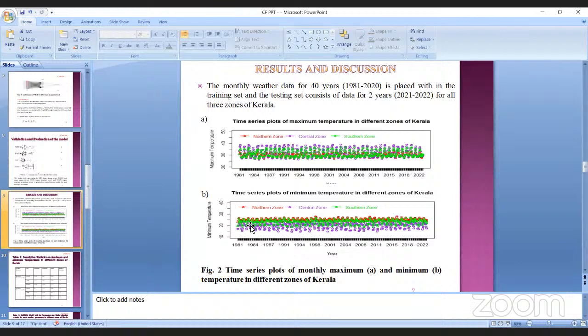And also this is the minimum temperature. In minimum temperature, the highest minimum temperature is shown in red color, that is the northern zone, and the least is shown in the central zone. And the green color is showing somewhat middle nature.